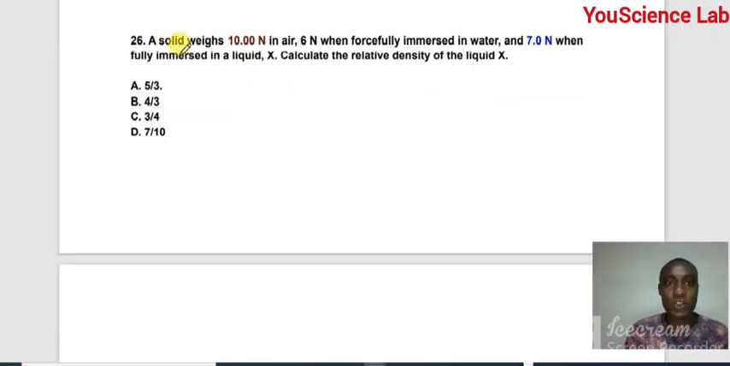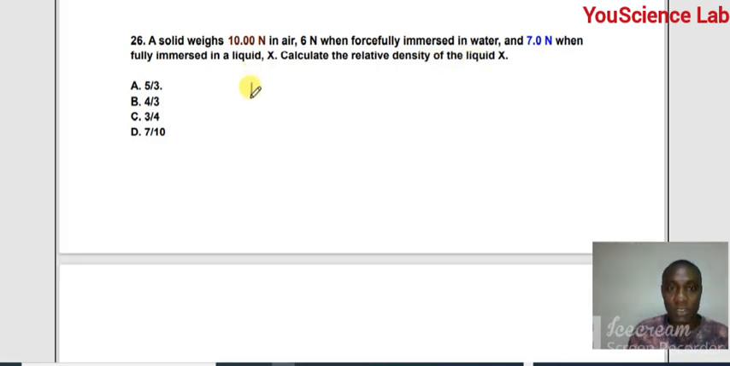So 26. A solid weighs 10.0 Newton in air, 6 Newton when fully immersed in water, and 7.0 Newton when fully immersed in a liquid S. Calculate the relative density of the liquid S.